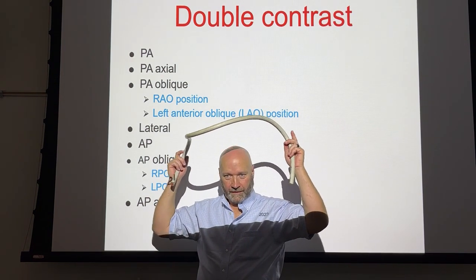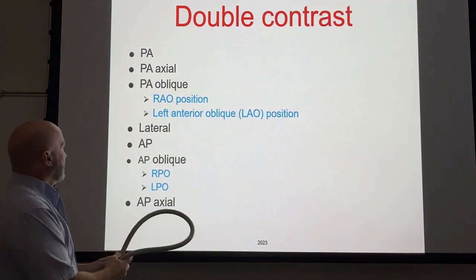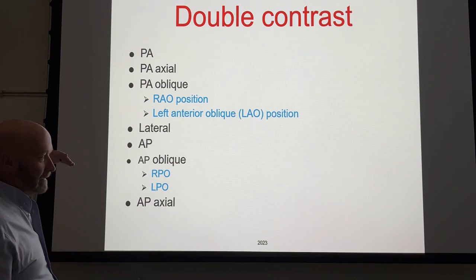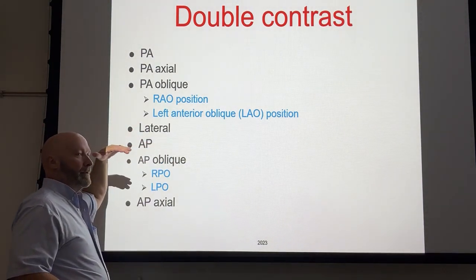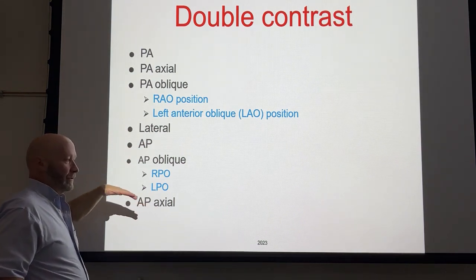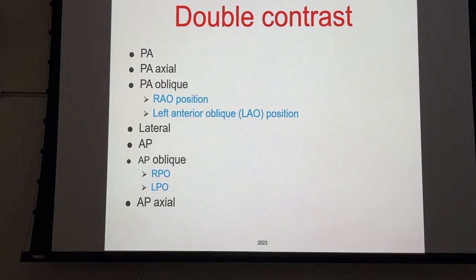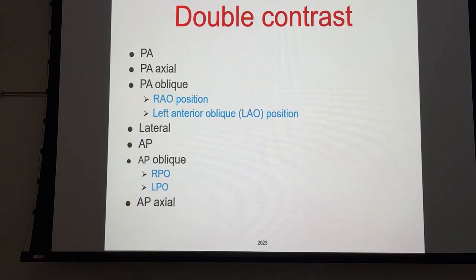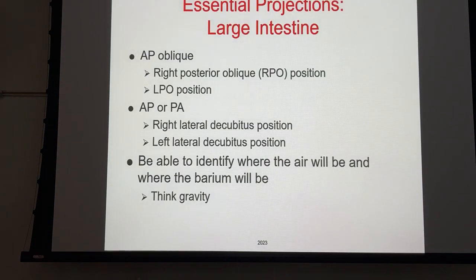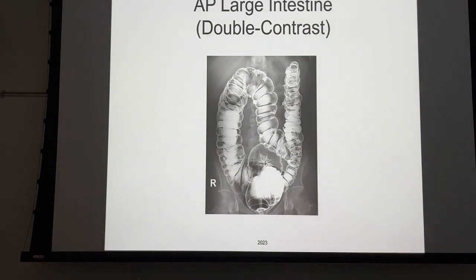All right? You kind of following along? Okay. All right. So lateral is going to be lateral. Again, maybe cross table lateral, maybe the last image that you shoot. AP axial, you may do PA axial as well. We just talked about those. The complication comes with the decubitus views. Where are the decubitus views? Okay, I'll have them on there.